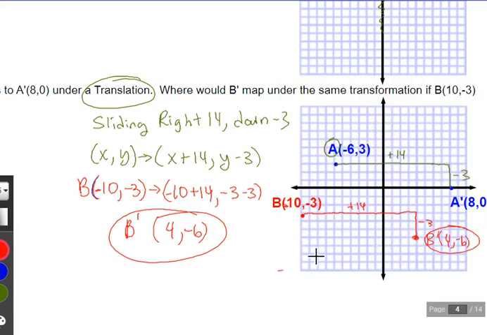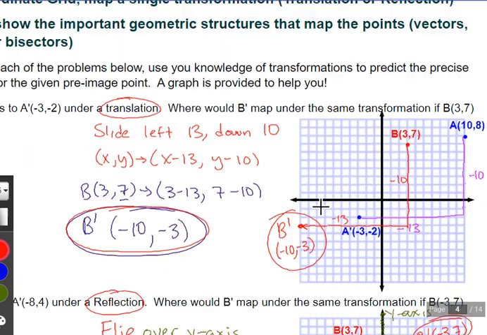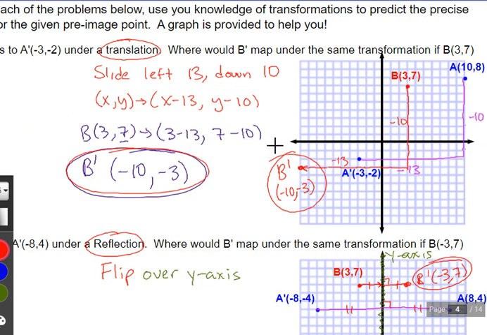If you know how one point was translated or reflected, you have to be able to translate and reflect other points as well.